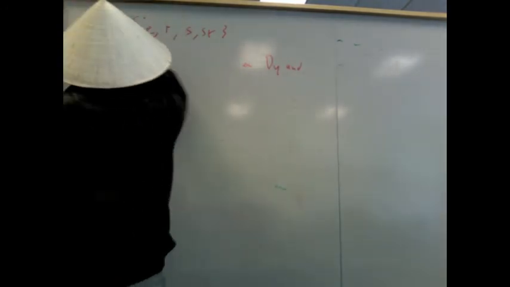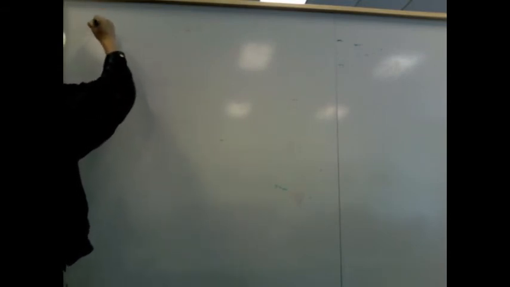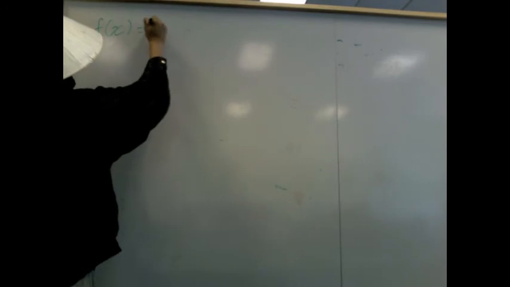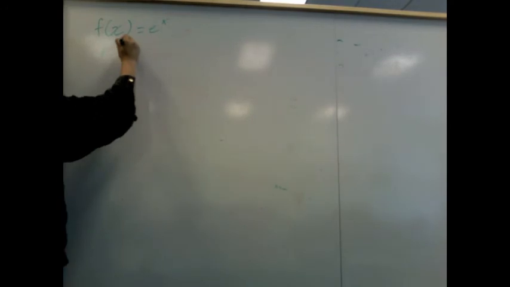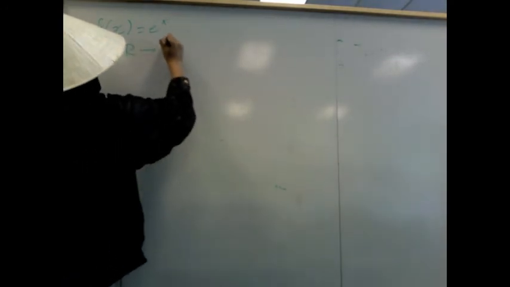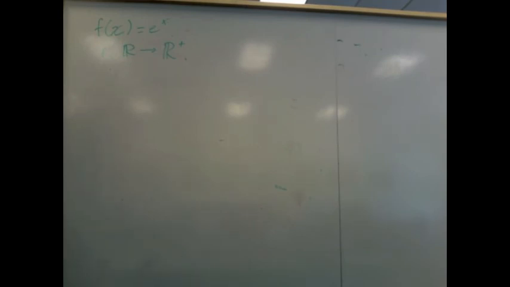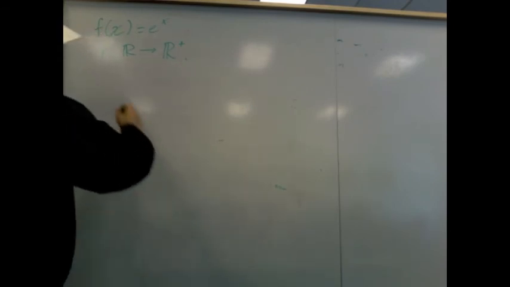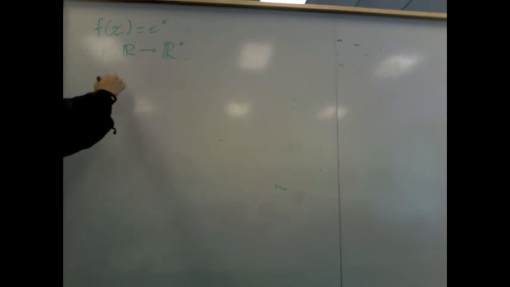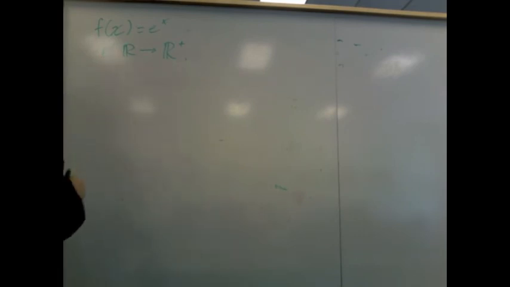Okay, let's do two more examples. One small example, then one big example. So small example, one more. Well, this is a medium-sized example. Consider the function f(x) equals e to the x, and we're dealing with the function from the real numbers to the positive reals. For example, pi will be here, but negative pi will not be here. Okay, so first thing, I prove this is a bijection.